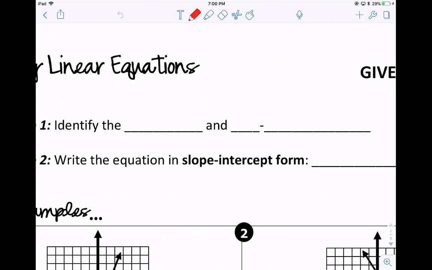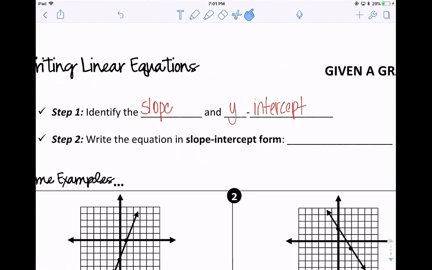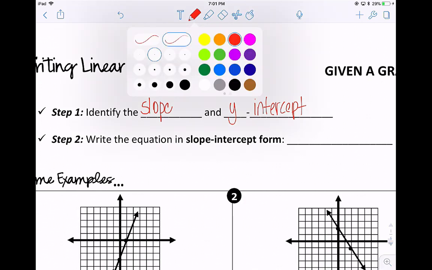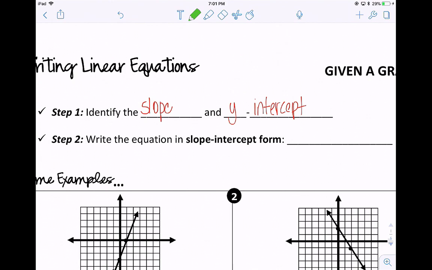So first one, identify the slope and y-intercept. All right, and then step two is just to take those things and write the equation in slope-intercept form. So we're going to plug in our slope and our y-intercept into slope-intercept form. Slope-intercept form is y equals mx plus b.